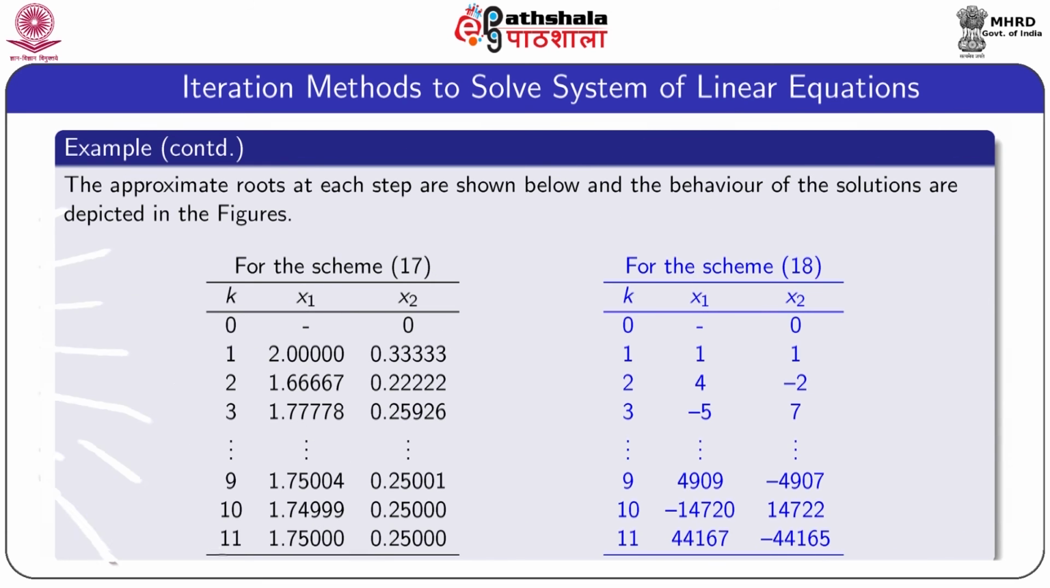of equation 18, diverges. Note that from the first iteration values, second iteration values, third iteration values and so on, the values of x1 and x2 gradually increase, and it is very interesting to see that the 10th iterated value of the variable x1 is minus 14,720, whereas in the 11th iteration this value becomes 44,167, and similarly the 10th iterated value of the variable x2 is 14,722, but in the next iteration this value goes to minus 44,165. So, we have seen that the second iteration scheme gradually diverges.